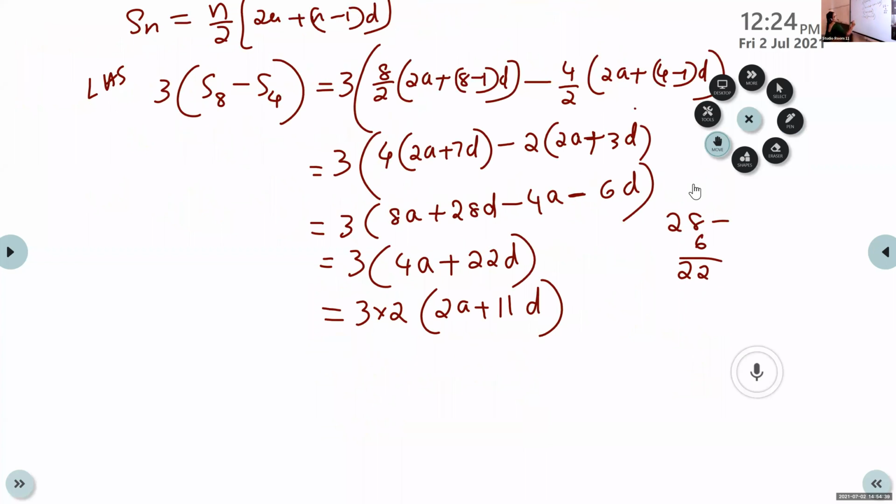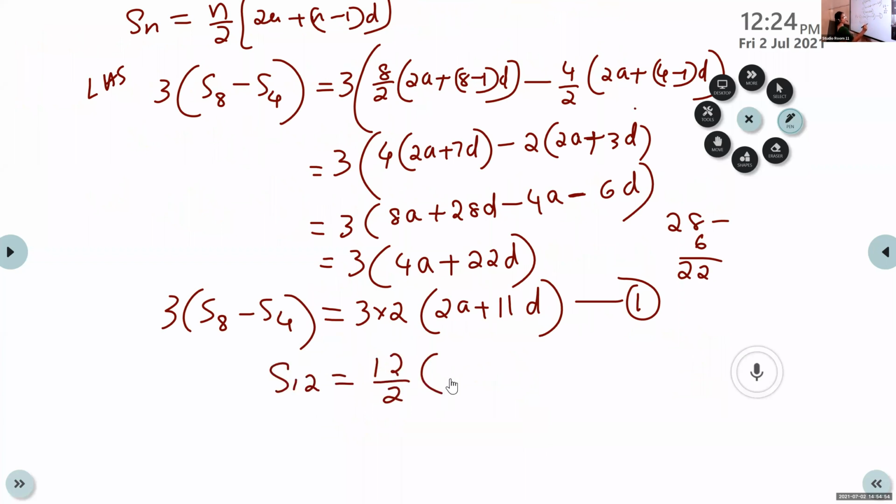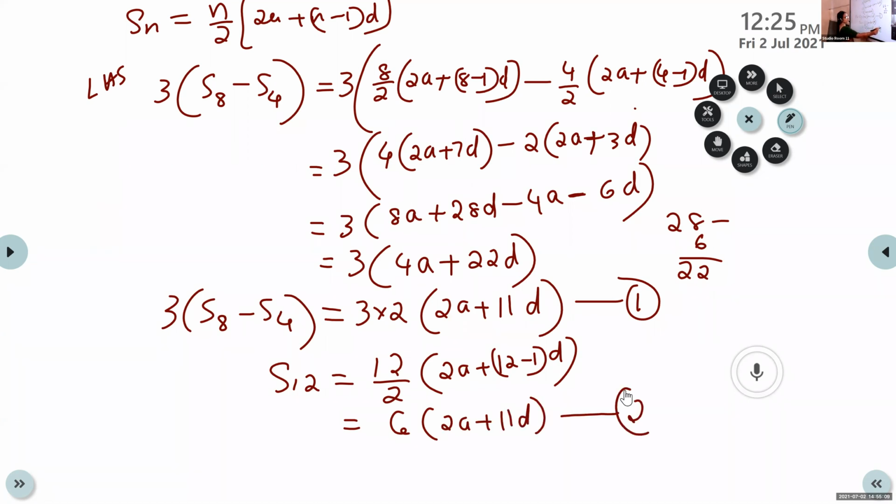So let it be equation 1, that is 3 into S8 minus S4. Now write S12. S12 is 12 by 2 into 2a plus 12 minus 1 into d. That is 6 into 2a plus 11d. Equation number 2.